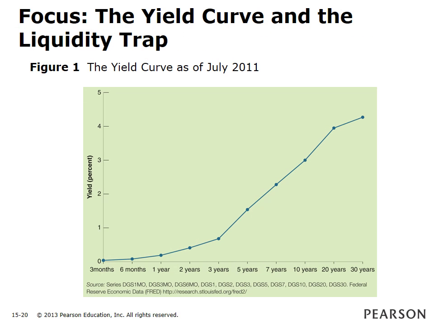In Figure 1, the yield curve shows that in July 2011, the economy was in a liquidity trap. The short-term interest rate was at 0 and it was expected to stay at 0 for the next 3 years.